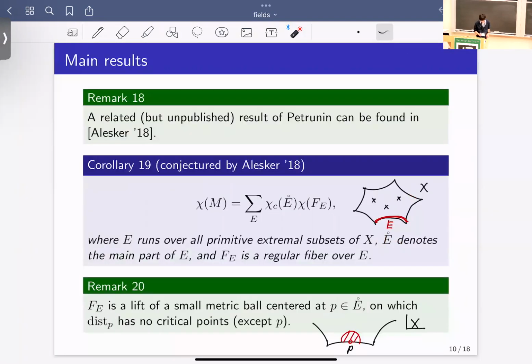I should mention that there is a related but unpublished result of Petrunin found in the paper of Arescaldino, but I don't know the details, sorry.